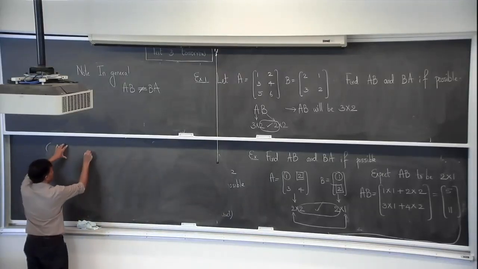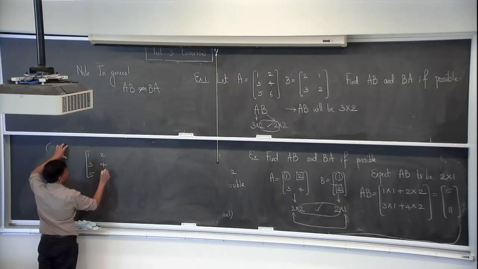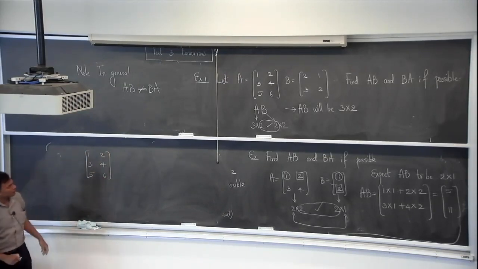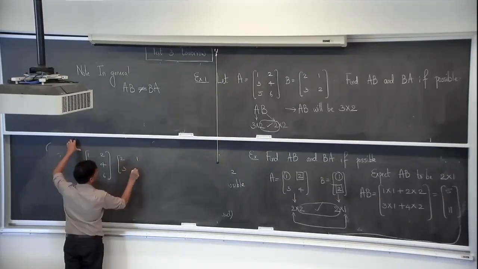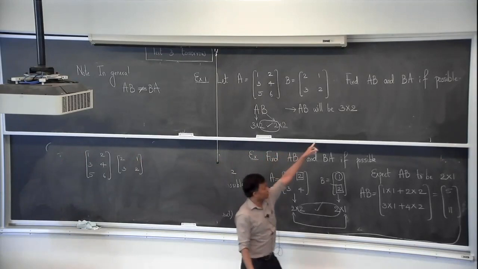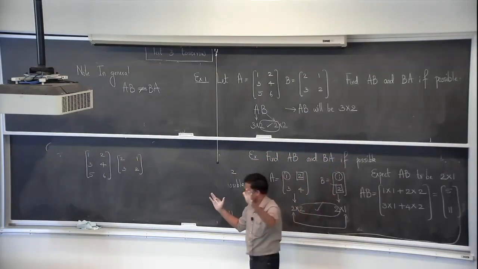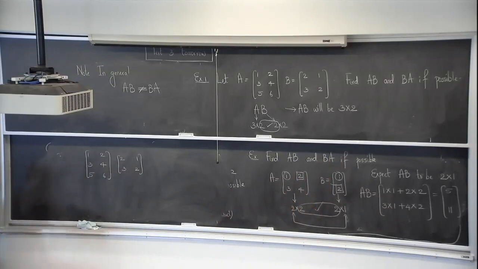Okay, so let's write those two matrices side by side. 1, 2, 3, 4, 5, 6. Sorry for picking the same numbers over and over. And 2, 1, 3, 2. You expect 3 rows and 2 columns in your answer. Okay, so they better look that way and not some unexpected size or dimension.